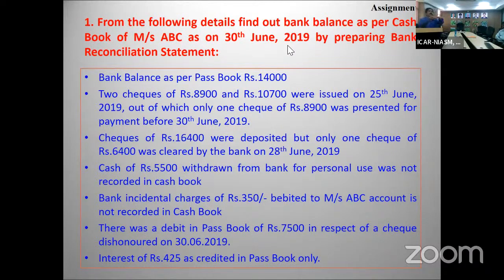Equal. Then, whenever the check of 7,500 is dishonored, the passbook balance will be reduced like this. You have deposited the check, so we have entered it in the cash book. Cash book balance is more, but as the amount is not collected, the passbook amount is less. Then you have to add this. Add check deposited but dishonored, check deposited but not collected by the bank, 7,500. The last entry is interest of rupees 425 credited in the passbook. Credit means more.